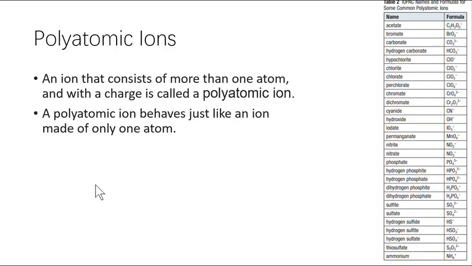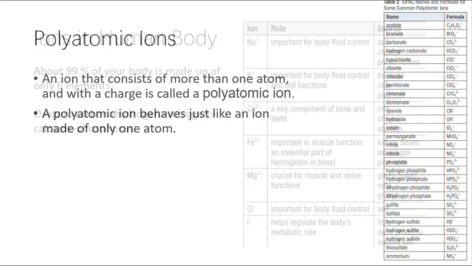Let's briefly talk about polyatomic ions. An ion that consists of more than one atom and has a charge is called a polyatomic ion. A polyatomic ion behaves just like an ion made of only one atom. Most polyatomic ions are composed of oxygen, nitrogen, phosphorus, sulfur, chlorine, and carbon. Here's a table that summarizes the polyatomic ions you need to memorize in grade 11. So please put them in your notebook and review them from time to time.